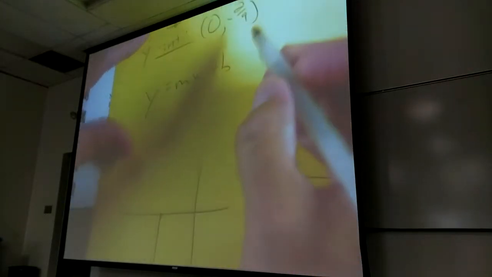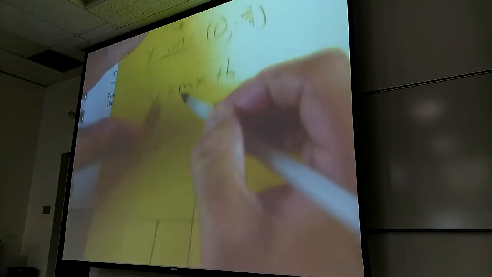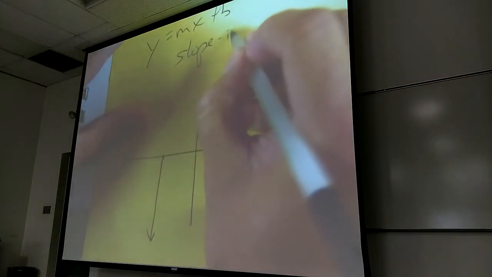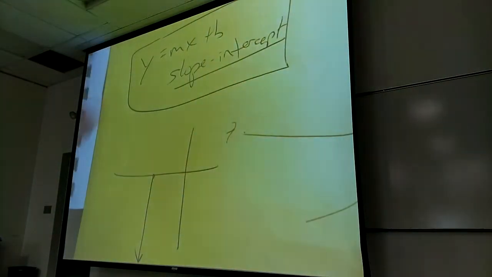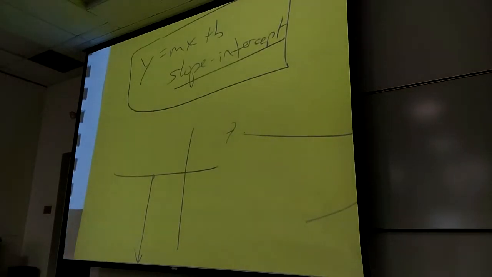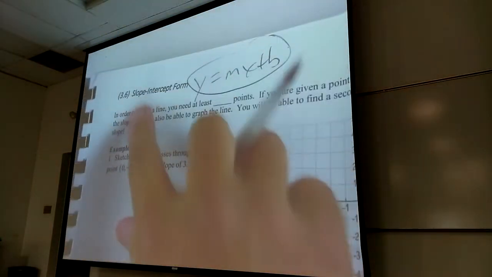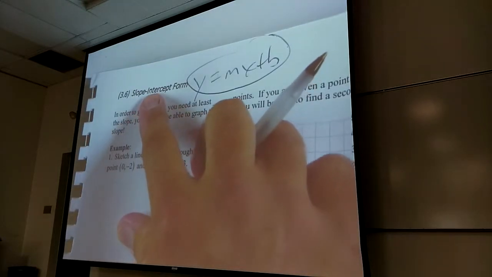Math people being very creative people, we said, okay, I know the y-intercept and the slope, so I'm going to call this slope-intercept form. That is the official name of that form. It's called slope-intercept form, and you'll see that in the title of the section.